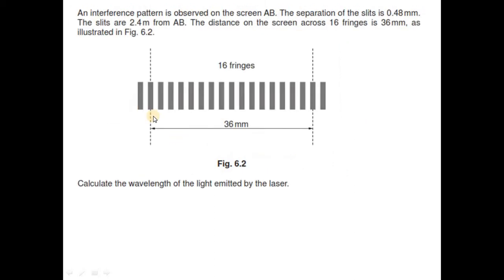An interference pattern is observed on the screen AB. The separation of slits is 0.48 and the slits are 2.4 meter away. The distance on the screen across 16 fringes is 36 millimeter as illustrated in figure 6.2. So we have 16 fringes here in 36 millimeter distance. Calculate the wavelength of the light emitted by laser.